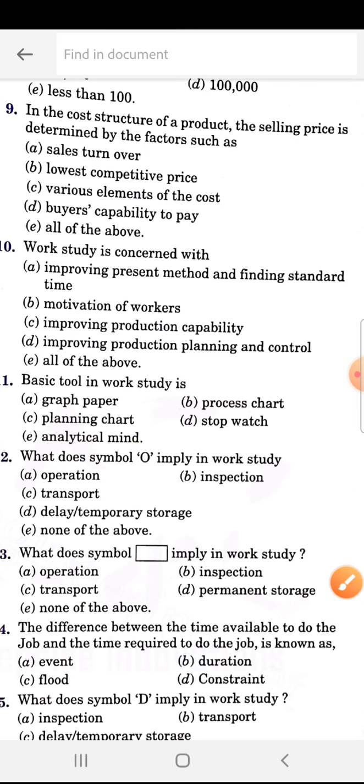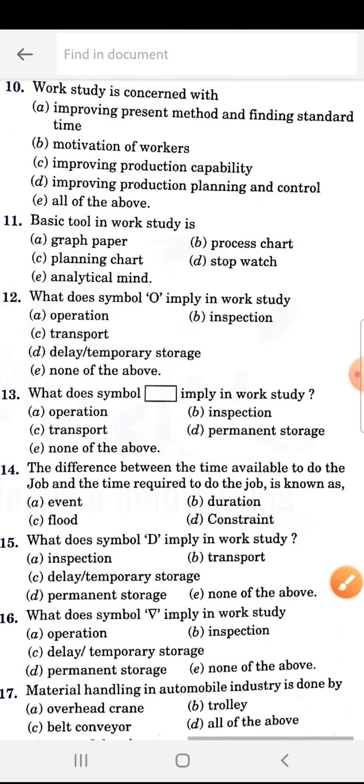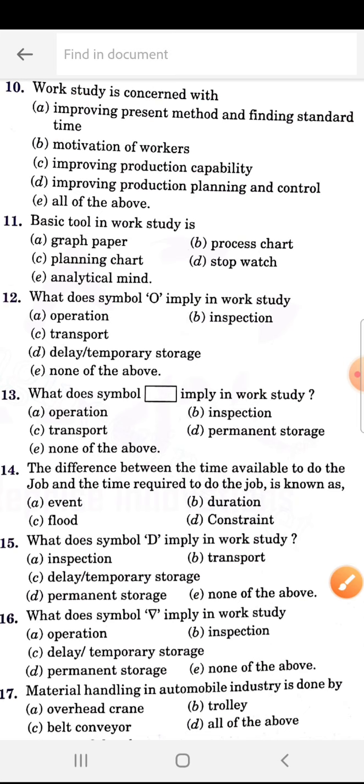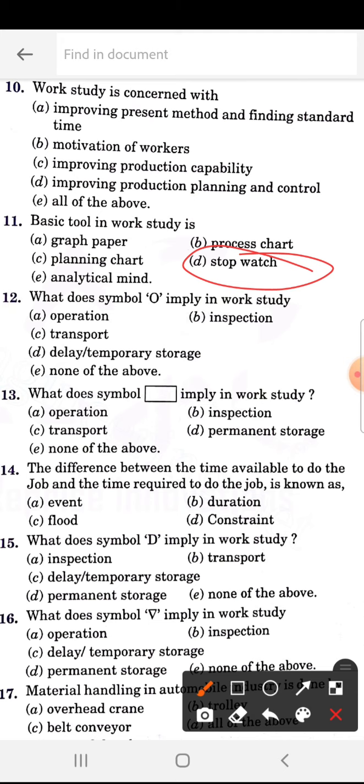Next, work study is concerned with what? Work study deals with improving the present method and finding the standard time, that is the work study duty. Next, the basic tool in work study is what? Important question. This is the stopwatch, important.